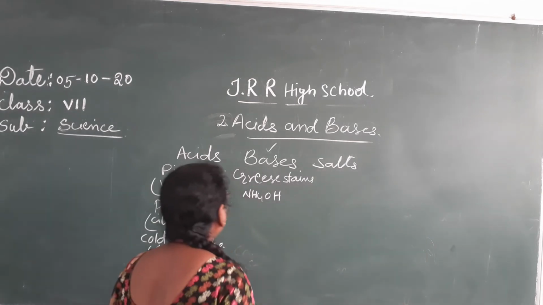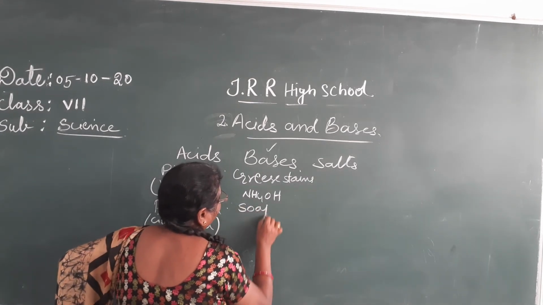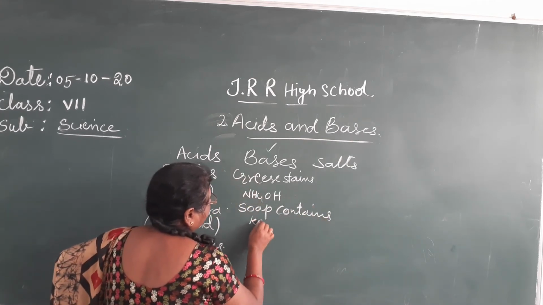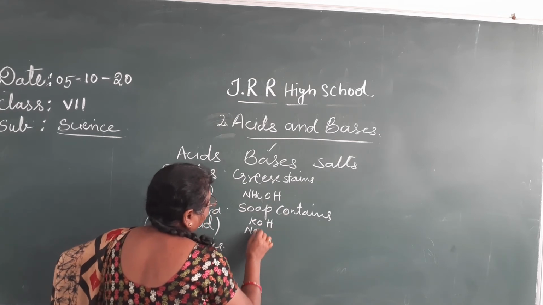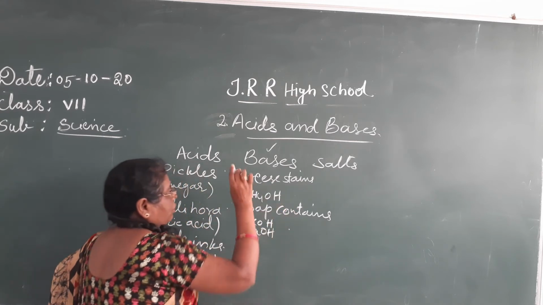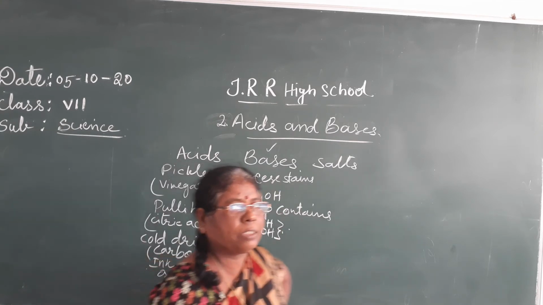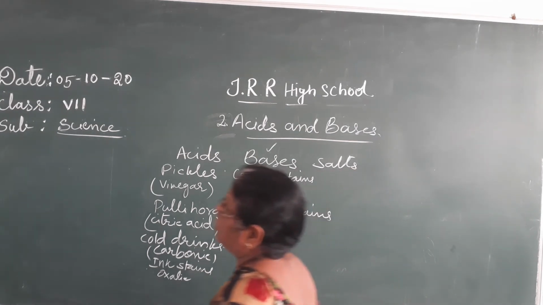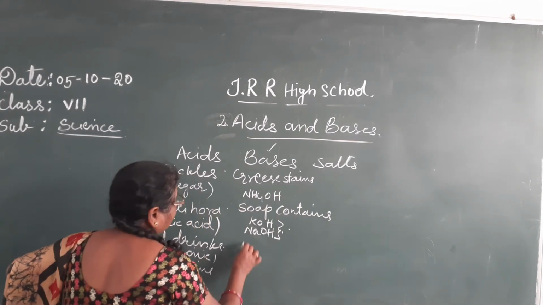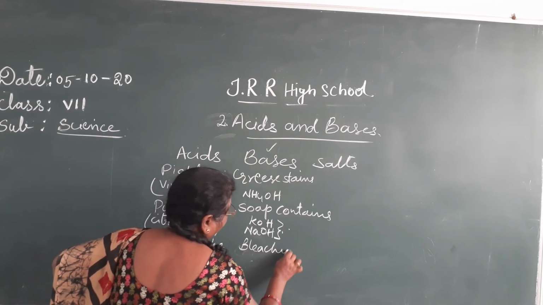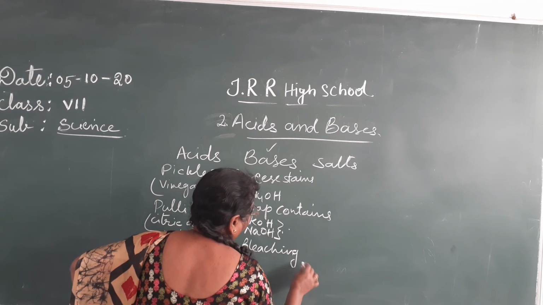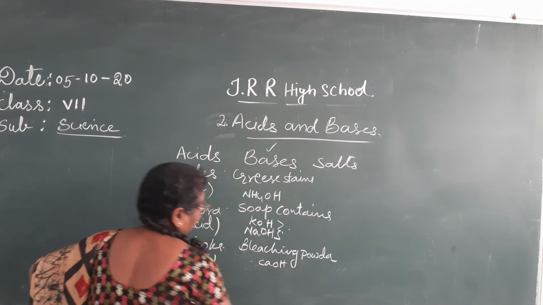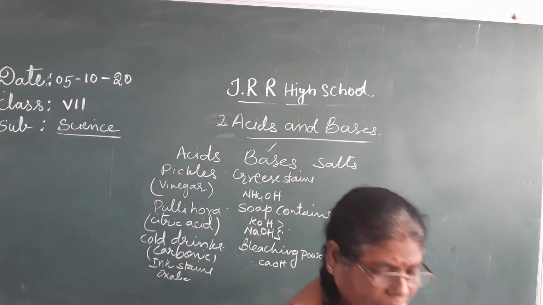In the same way, what is present in the soaps? Potassium hydroxide and sodium hydroxide are present in the soaps. In the same way, bleaching powder we use for cleaning purposes. Bleaching powder contains calcium hydroxide.